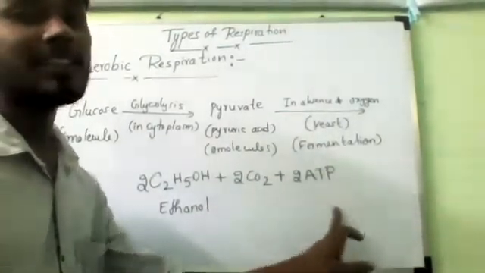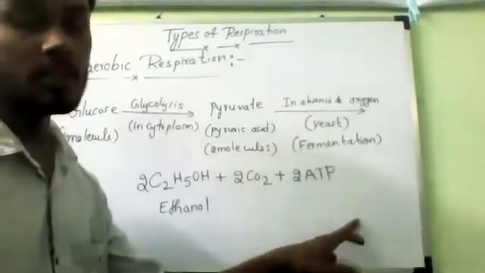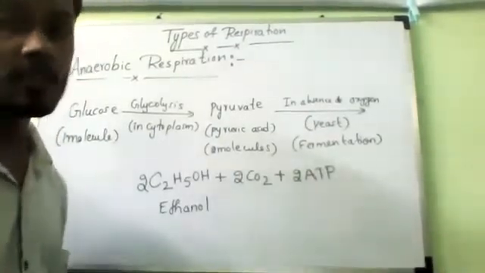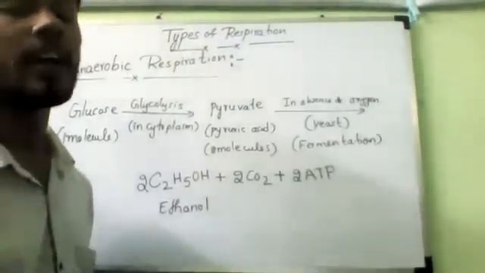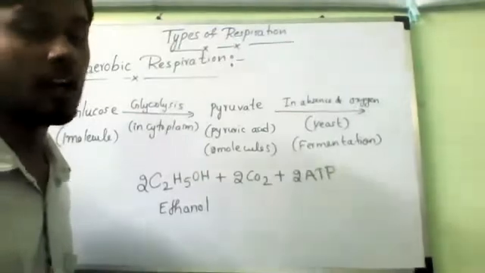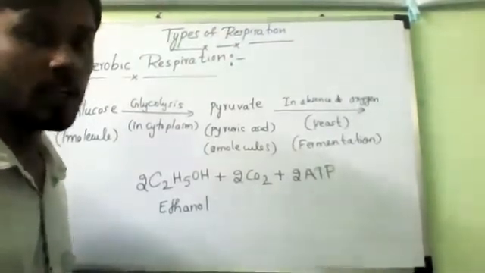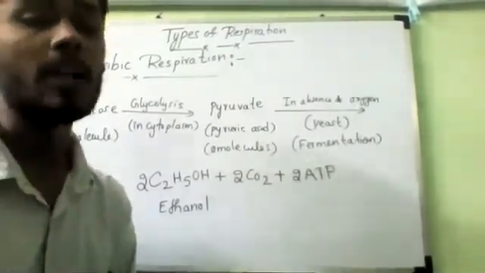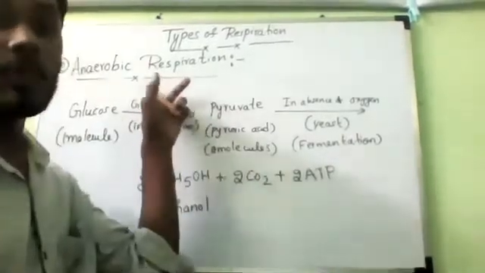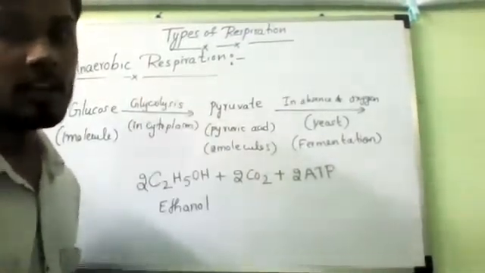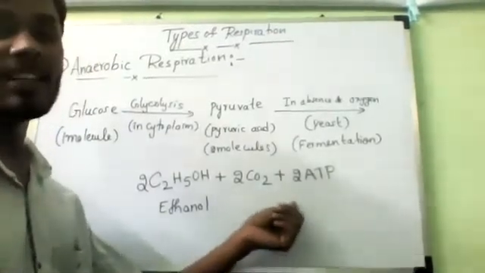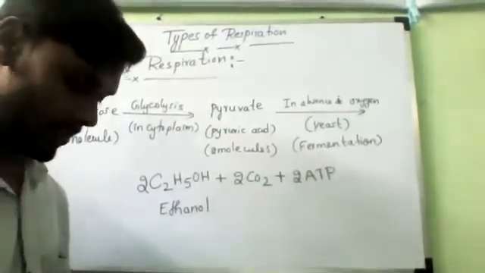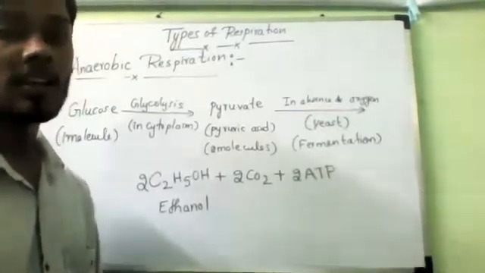Two energy rich ATP molecules. So only a few organisms like yeast, plants and certain bacteria, which we used to call anaerobic bacteria, can obtain energy from food in the absence of oxygen by the process of anaerobic respiration. But if you remember, very little energy is released in this process compared to aerobic respiration.